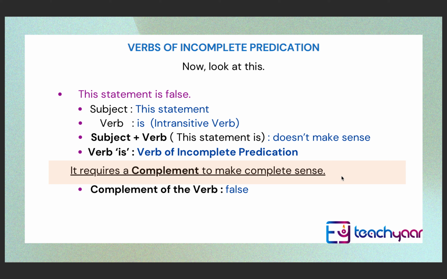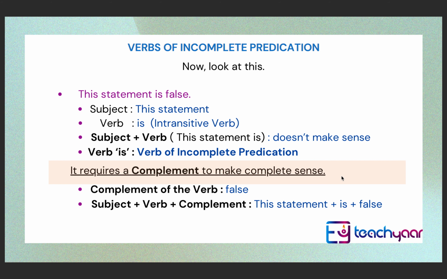Earlier, if you take only subject and verb, the predicate was only is. So, is by itself does not make complete sense. But when you add the word false to it, it becomes is false. So, now the predicate is complete and when you take the subject and predicate together, this statement is false. Now, we have a complete sentence. Let's take one more example.